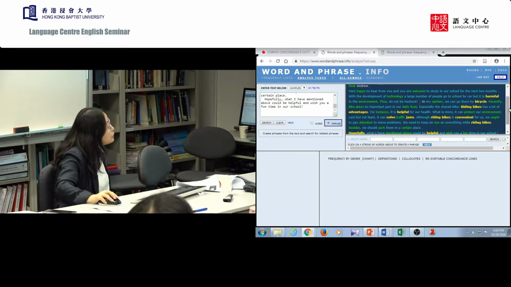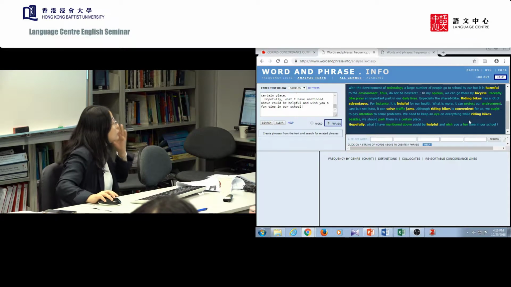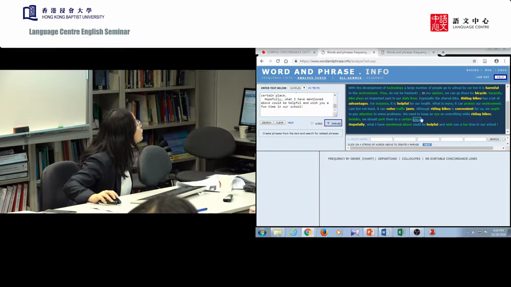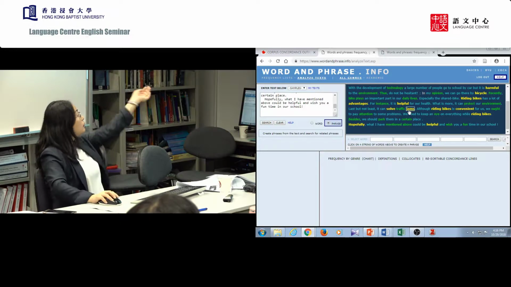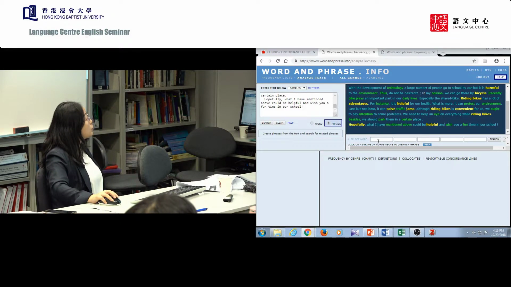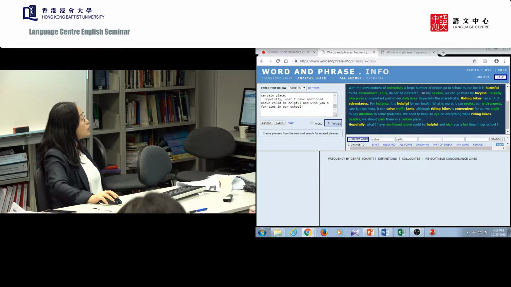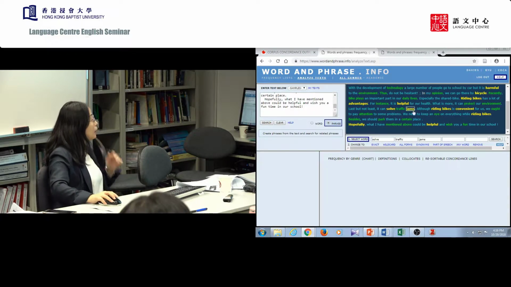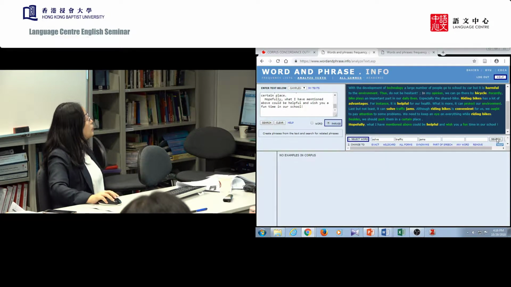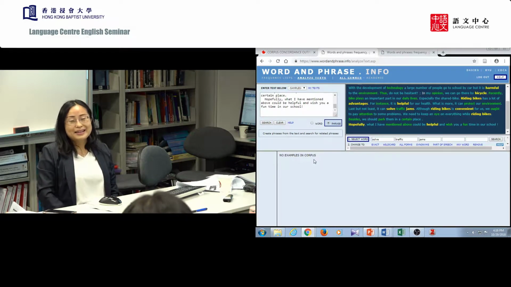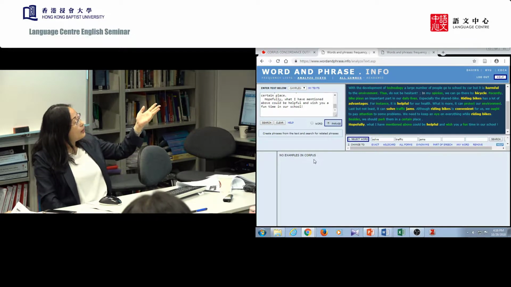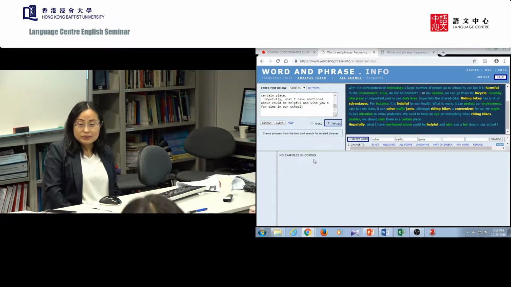But the problem is, there are some mistakes in collocation. You see the solve. Where's the solve? Solve traffic jams. Now what you can do is just put these words one by one into the box. So you click on solve, then click traffic, then jams. Then you click on search. No examples in corpus.